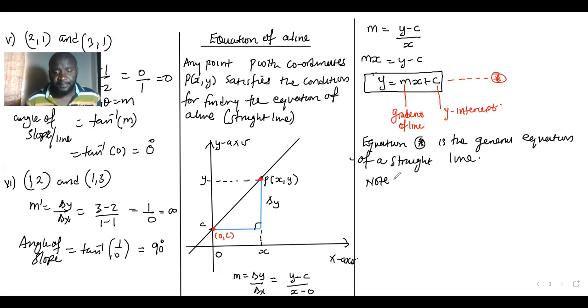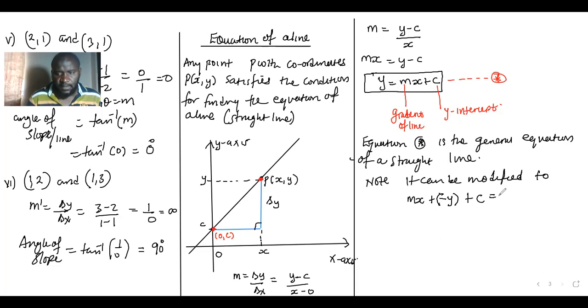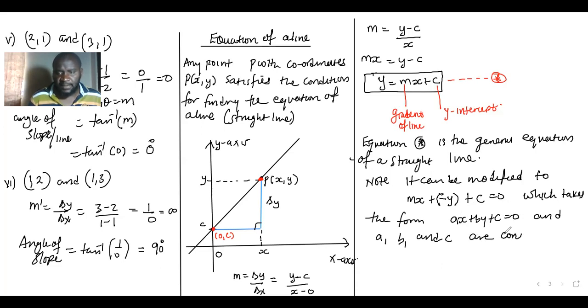Note, we can modify this line. It can be modified to mx plus a negative y plus c is equal to 0, which also takes the form ax plus by plus c is equal to 0, and in that case, a, b, and c are constants.